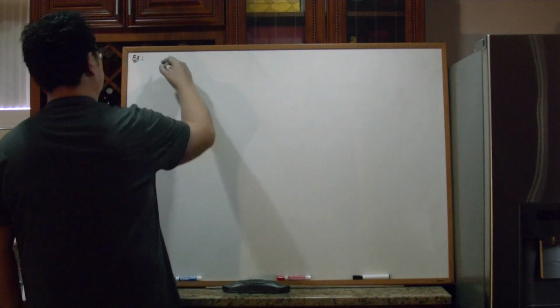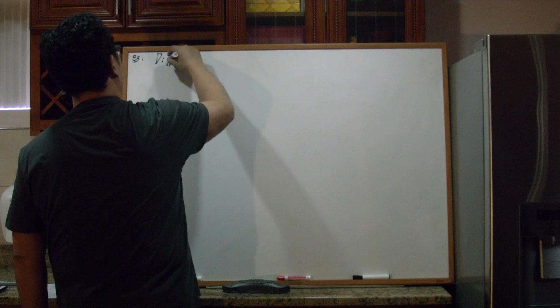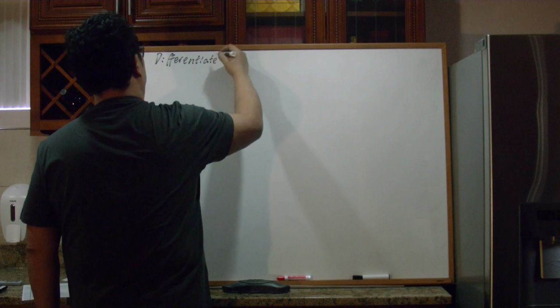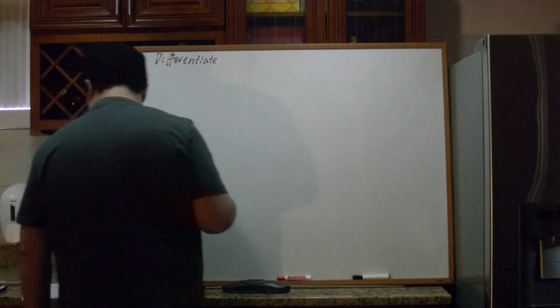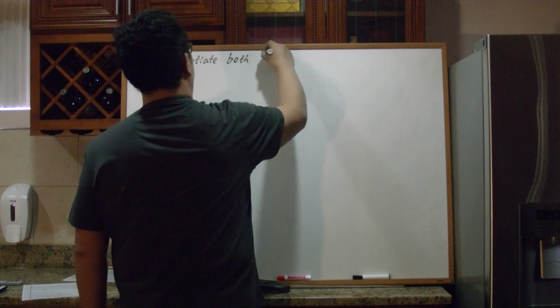Right, the next one is to differentiate. Differentiate means find the derivative, right? It's the verb of finding the derivative. Differentiate both forms.